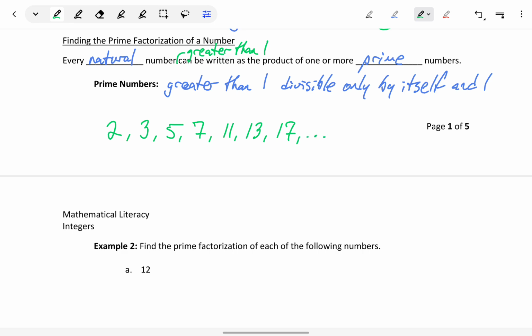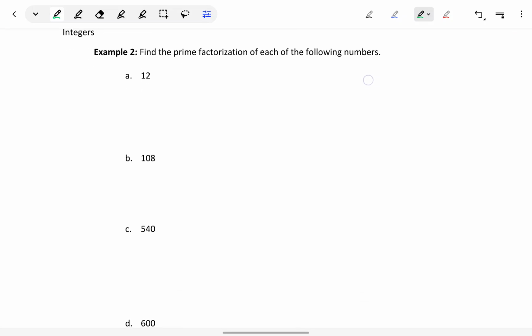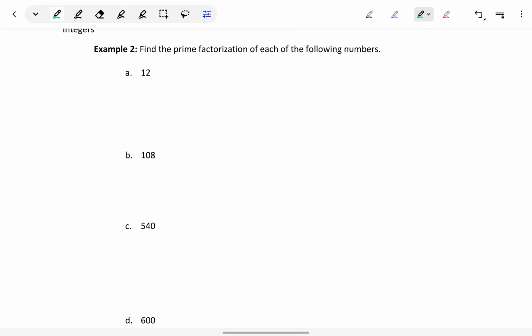Really, the list of prime numbers is infinite. We could keep going with this list, but it's generally these smaller values that we're going to need for the types of problems we're about to take a look at. In example 2, what we want to do is find the prime factorization of each of the following numbers. That is, we want to rewrite the number that we're given as the product of one or more prime numbers.